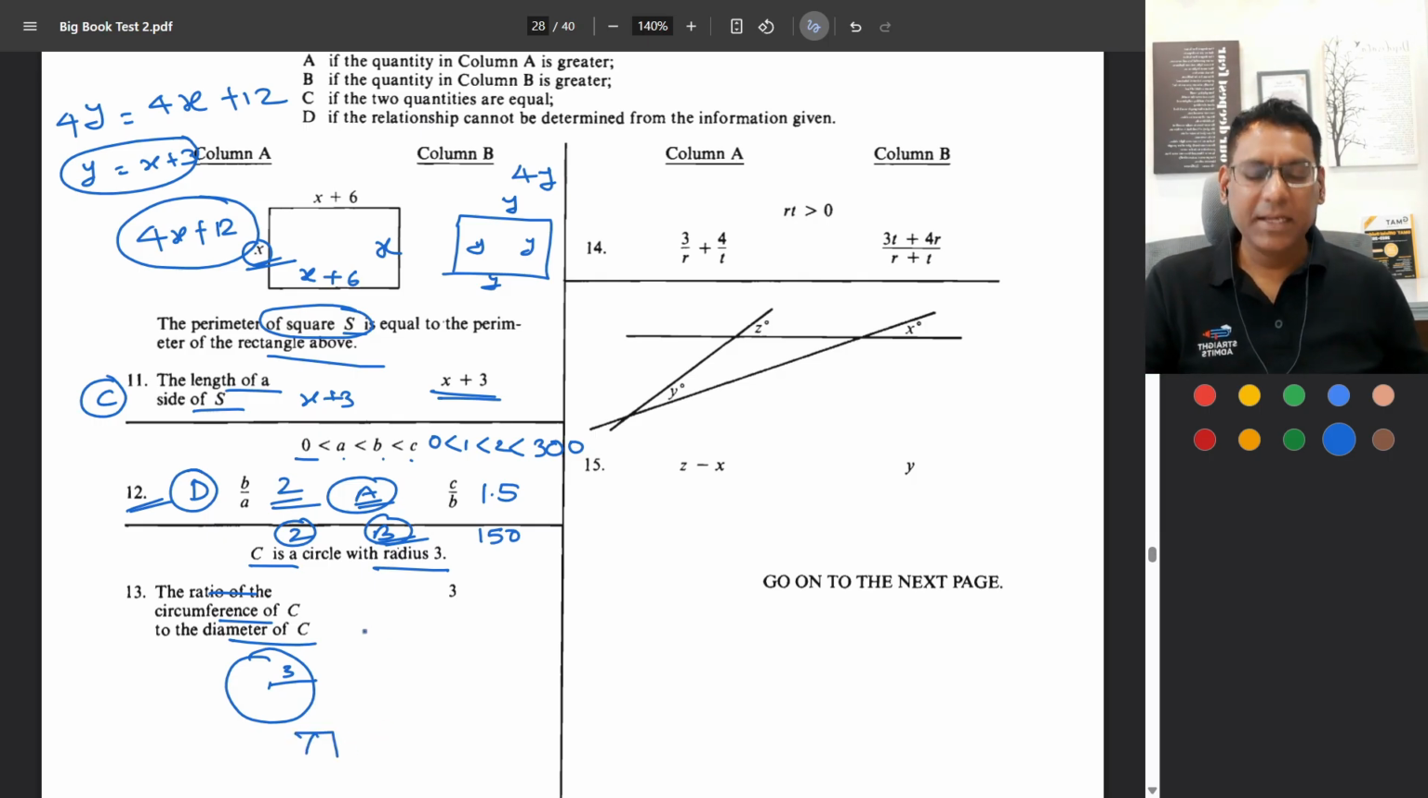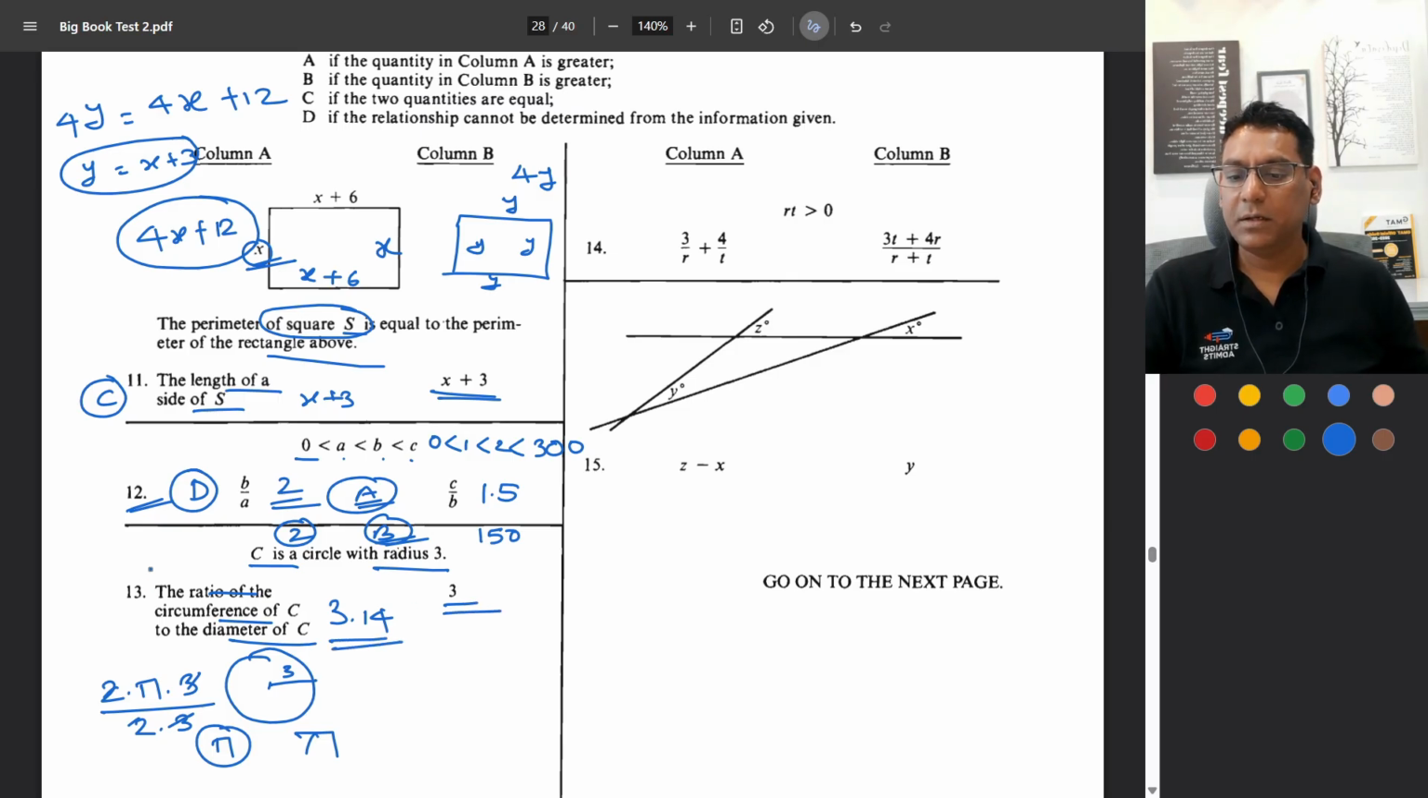But let's say you didn't know that, or that thought didn't come to your mind. Let's find out. The circumference of a circle with radius 3 is 2 pi r, so 2 pi 3. The diameter is 2r, that is 2 3. It cancels out, you get pi. And what is pi? 3.14, right? And we have 3 here, so this quantity is bigger. Answer is going to be A.